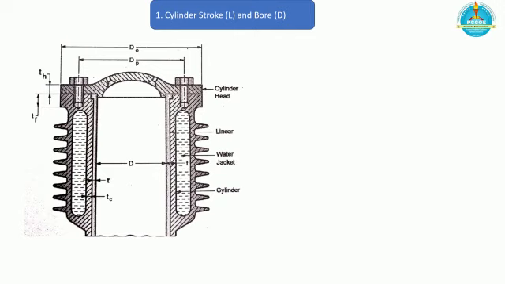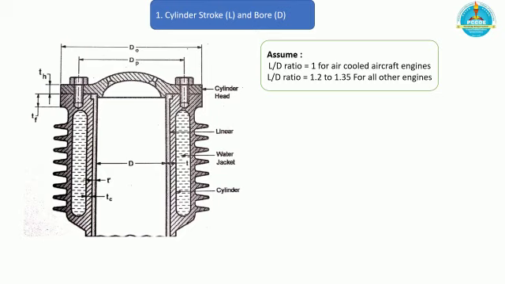As a first step, we have to assume L by D ratio, and L by D ratio is taken as 1 for air cooled craft engine and is taken as 1.2 to 1.35 for all other engines. So generally we will assume L by D ratio as 1.35 for solving the problems.